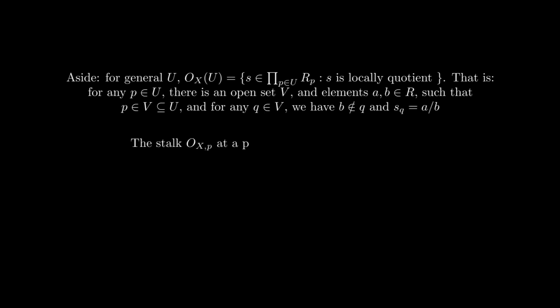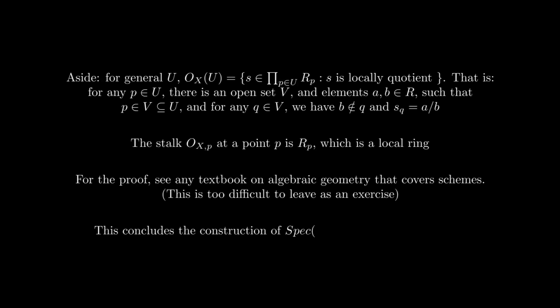We can describe the structure sheaf for an open set in general as elements that are locally quotients in the sense shown here. Essentially, an element of O_X(U) can be evaluated at a point p in U to get an element of R localized at p. It has to be locally a quotient, which means if s in O_X(U) and p in U with s(p) equals a divided by b, then s(q) is equal to a divided by b for all prime ideals q in some open set V containing p.